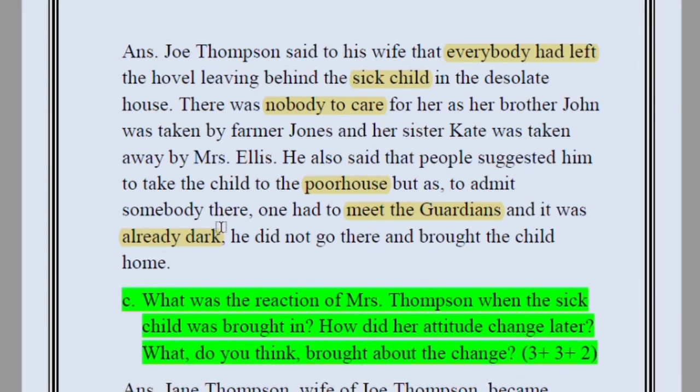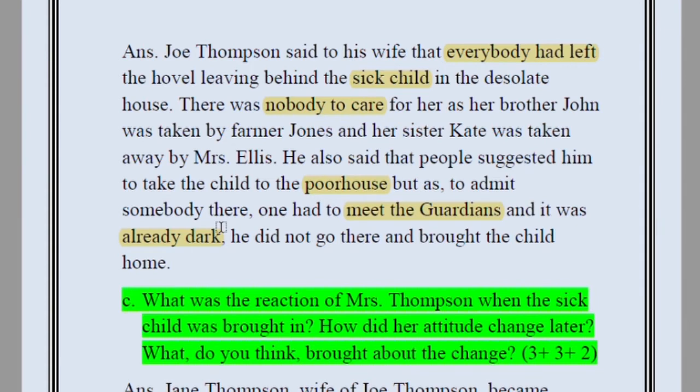Okay, so important points: everybody had left. There was nobody to take care of the sick child, not even her brother and sister. And people told him to take her to the poorhouse, but because it was already evening, the guardians of the poorhouse would not be there.